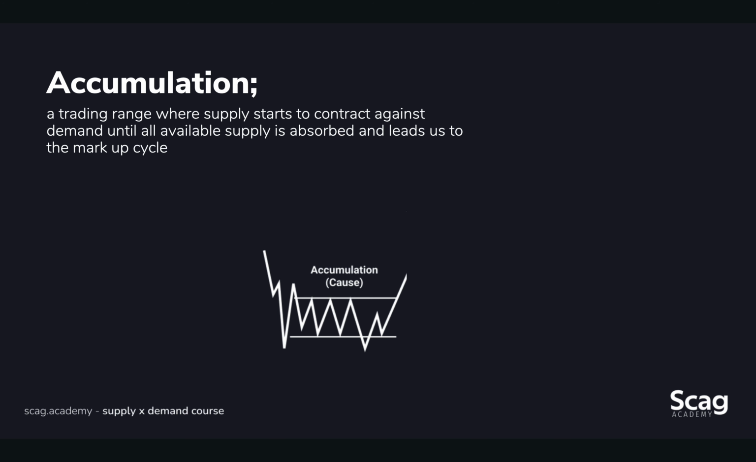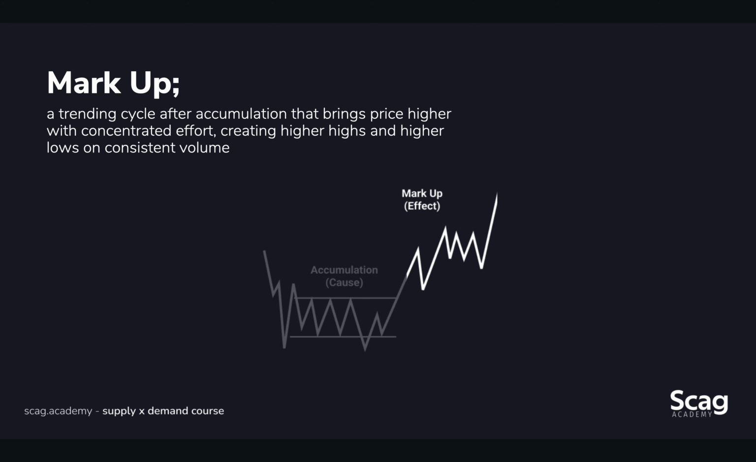So the important thing to understand in an accumulation is that supply is starting to contract against demand, and that's going to lead us to this next cycle, which again is that markup cycle. This is actually a trending cycle after accumulation, and this brings us higher price with concentrated effort, which basically just means it's creating higher highs and higher lows on consistent volume. And by consistent volume, we also mean consistent effort.